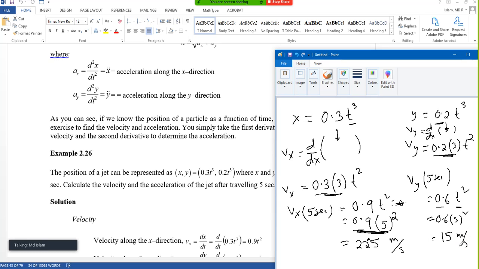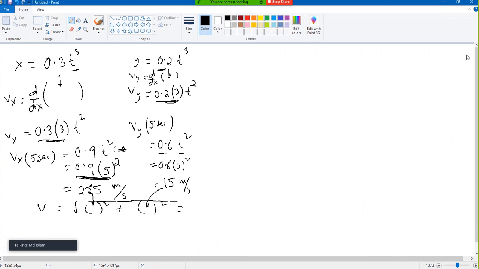So what we did, we considered x and y as separate motions. For x, find Vx, for y, find Vy, then combine together. Then if I combine, Vx squared plus Vy squared, square root, whatever you will get, that is the velocity after 5 seconds. So I believe that you understood this. There is nothing rocket science here, clear cut.